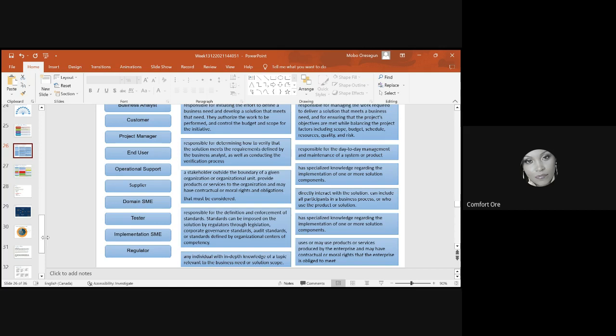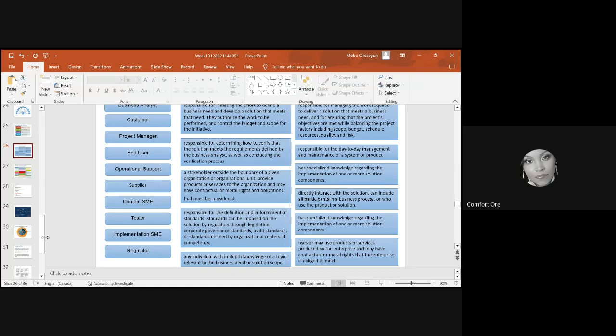I believe the implementation and the domain roles do almost the same thing, because they'll be having specialized knowledge regarding implementation of one or more solution components. And operational support. So the regulator definitely would be enforcement of standards.